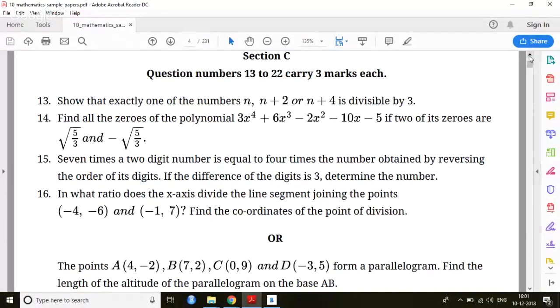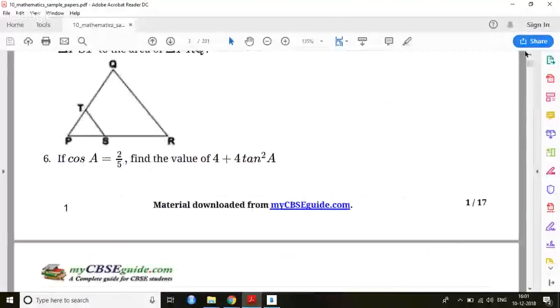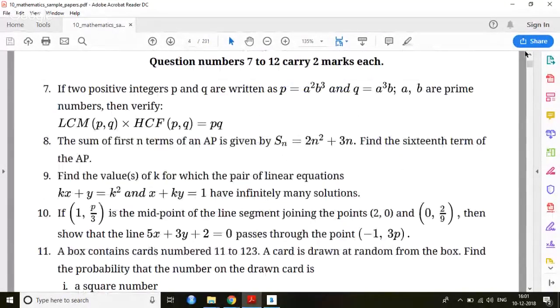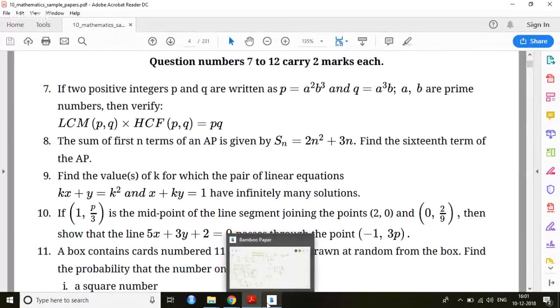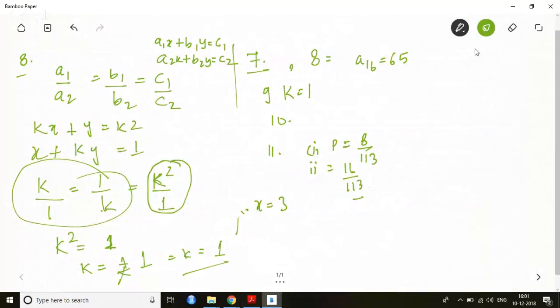Eighth question I have already explained. Who is asking eighth question? I have already explained eighth question. Eighth question was like this. Where were you when I was solving eighth question? Eighth question I'll once again solve.